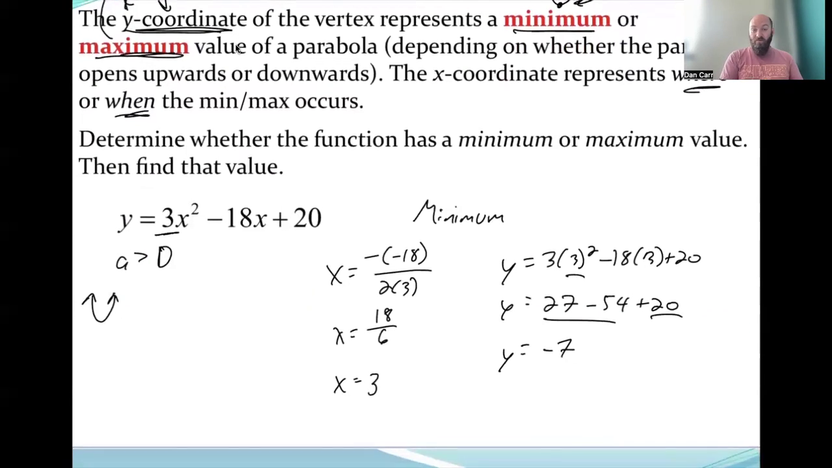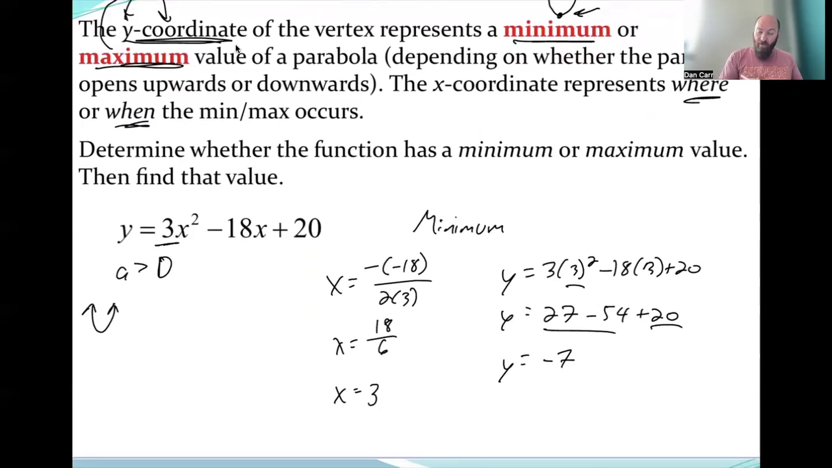So what this means, if I put it all into my language of a minimum and maximum, I would state that I have a minimum of -7 at x equals 3. This is me basically just taking my vertex point. As a vertex, it was the point (3, -7). I'm just interpreting it in terms of that minimum-maximum idea.